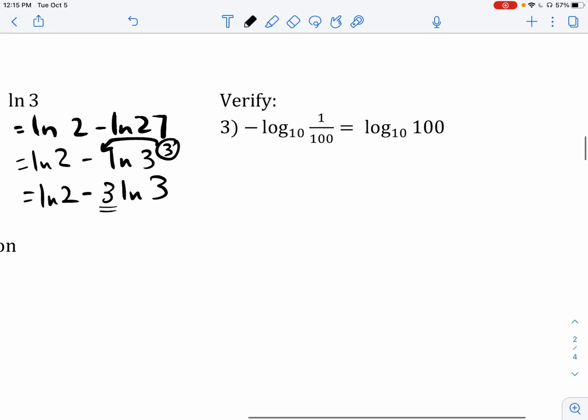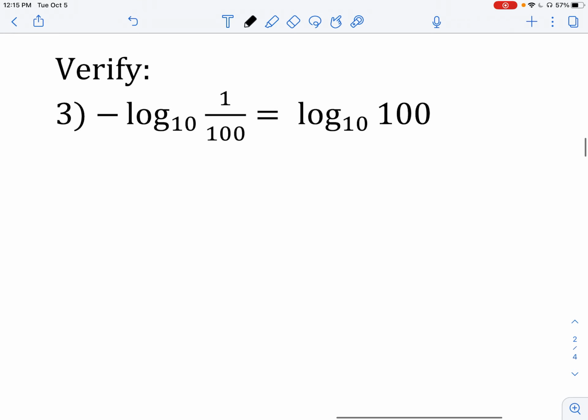Let's try a verifying problem, and this is a pretty straightforward verifying problem. What about something like this where we have two sides, and to verify means we want to show that these two sides are always equal to each other without performing any operations to both sides. So we're going to work exclusively on one side.